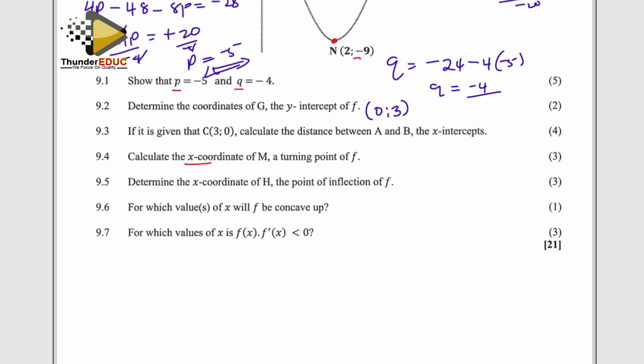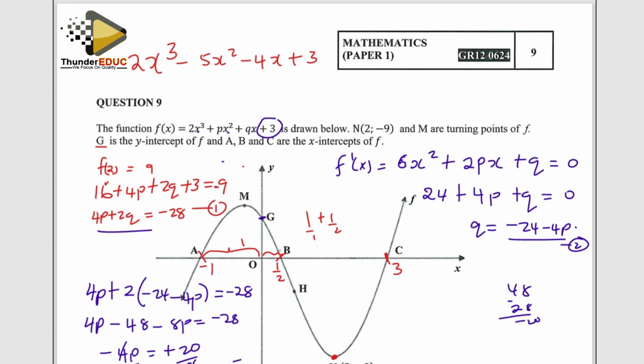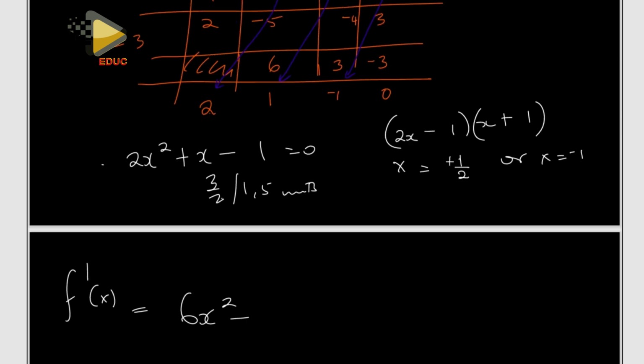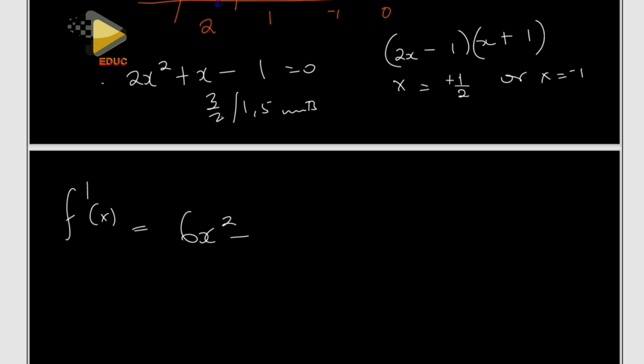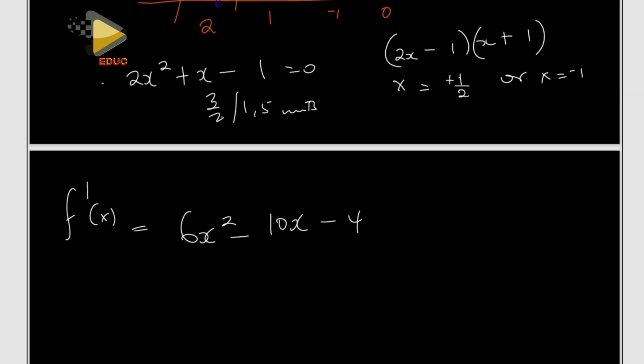And then they want us to get the x-coordinate of the turning point of M. So for the turning point, just get the first derivative. Okay, so f prime of x. Remember, it was 2x cubed. So that's going to give us 6x squared. Minus 2 by 5, that's going to be 10x. And then lastly, minus 4. This must be 0. Divide through by 2, I have 3x squared minus 5x minus 2.